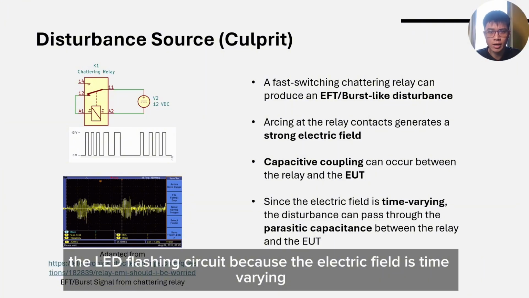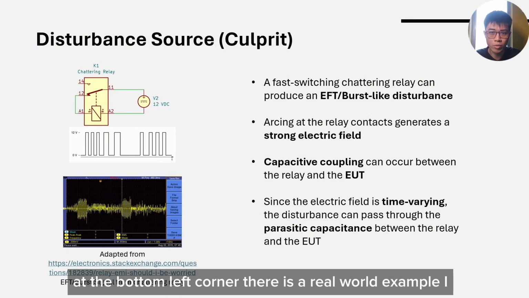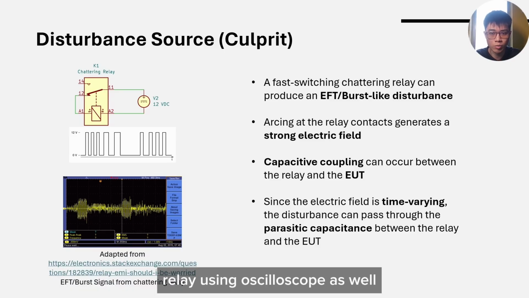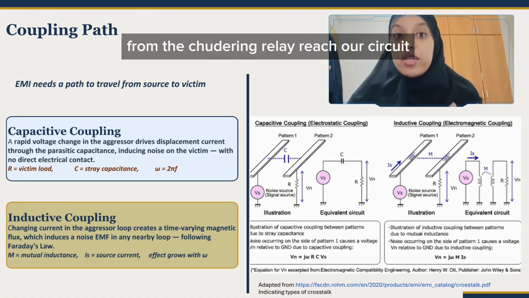Because the electric field is time varying, switching rapidly at 0 to 12 volts, at the bottom left corner there's a real world example I referred from a forum where people measure the EMI noise of a chattering relay using an oscilloscope as well. Now I will explain how the electromagnetic interference from the chattering relay reaches our circuit.